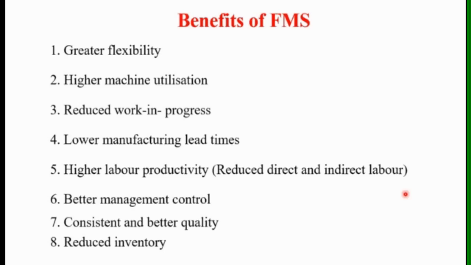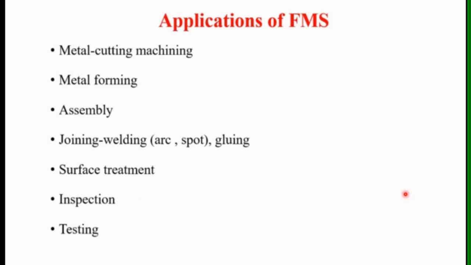Then higher labor productivity, or also we can say reduced direct and indirect labor. As it is automated and computer controlled, quality is better as well as the time required is less, and direct and indirect labor is also reduced. Also better management control, then consistent and better quality is also very good in this flexible manufacturing system. Then reduced inventory. This flexible manufacturing system can also reduce the inventory and inventory cost as well.